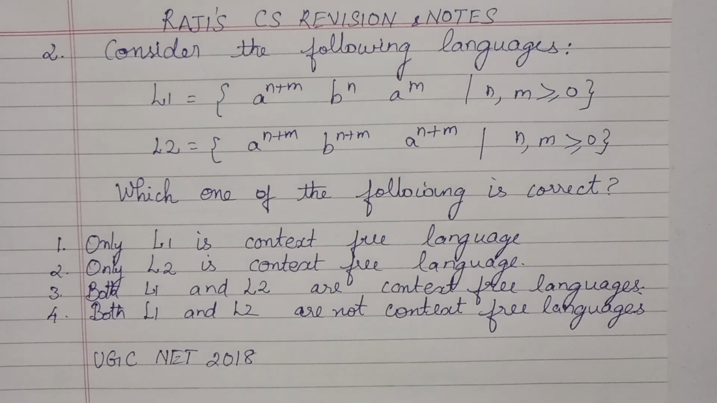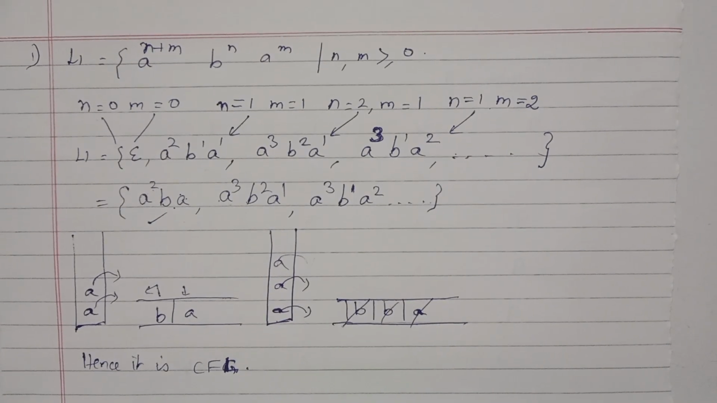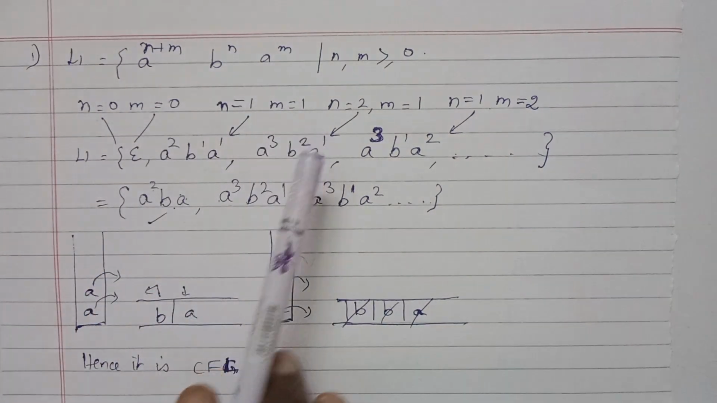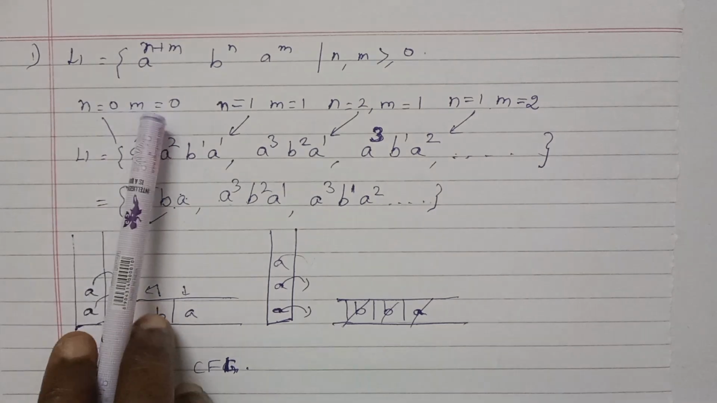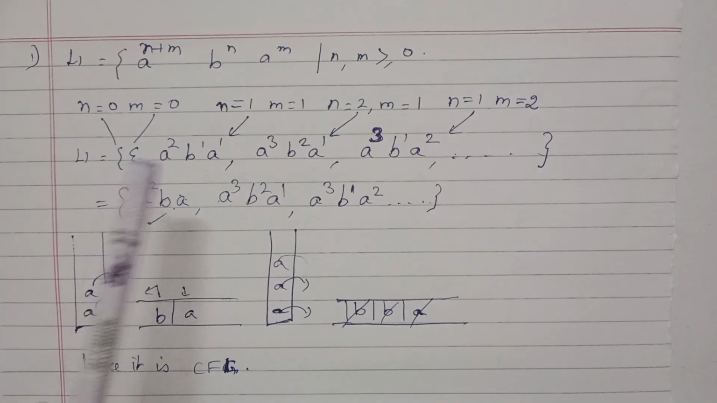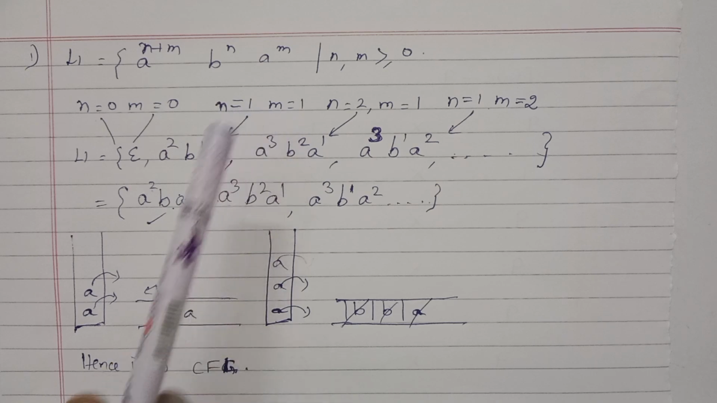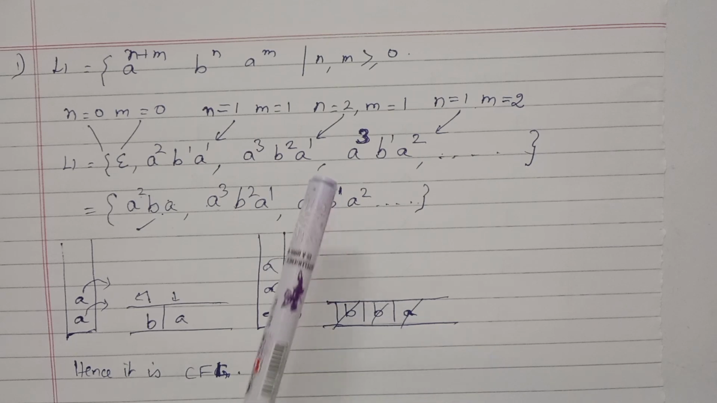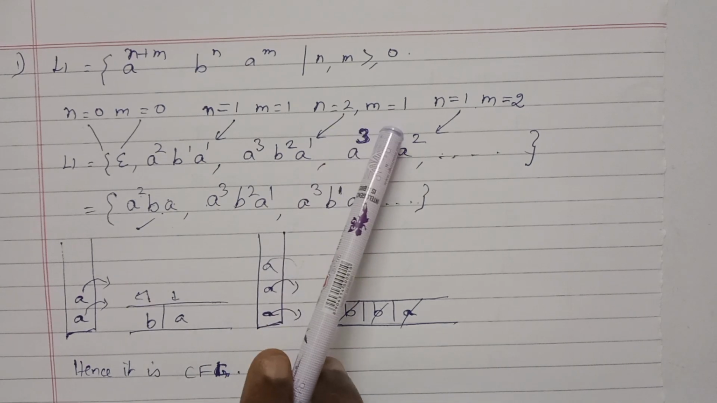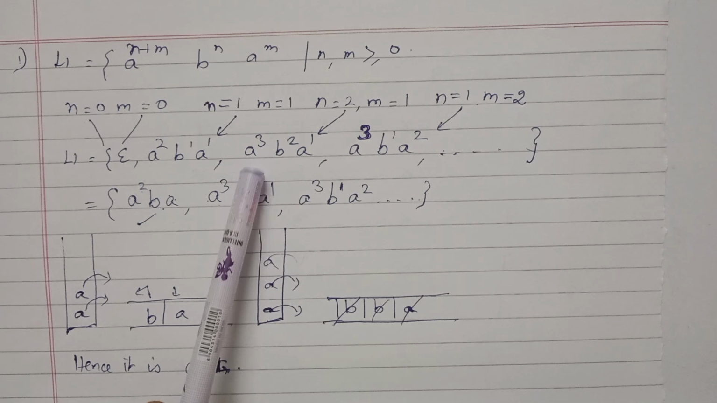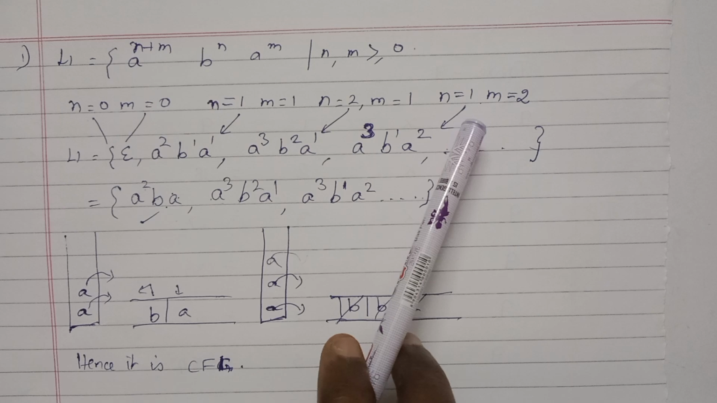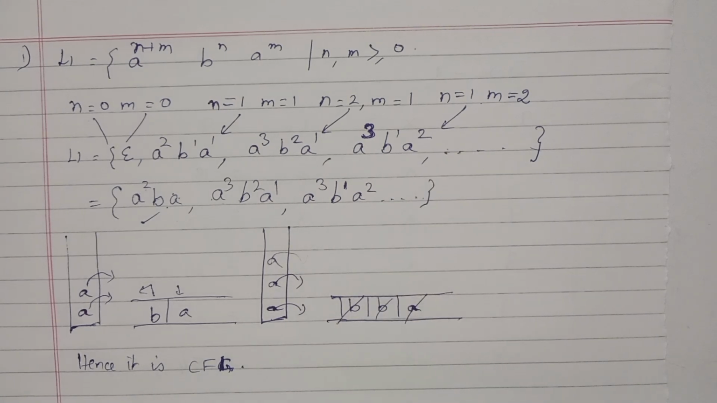Let us see how to solve this problem. So when you take L1, L1 has a to the power of n plus m, b to the power of n and a to the power m. Now you substitute the values n equal to 0, m equal to 0, then you'll get only epsilon. Now if we substitute the value n equal to 1 and m equal to 1, you get a^2, b^1 and a^1. Suppose you substitute n equal to 3, m equal to 1, you get a^3, b^2 and a^1. Again, if you substitute n equal to 1 and m equal to 2, you get a^3, b^1 and a^2.